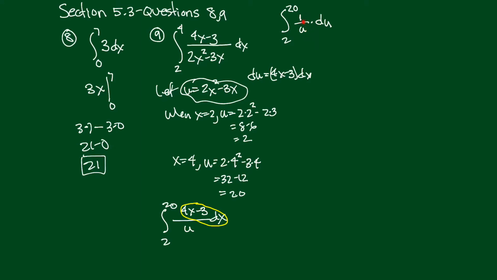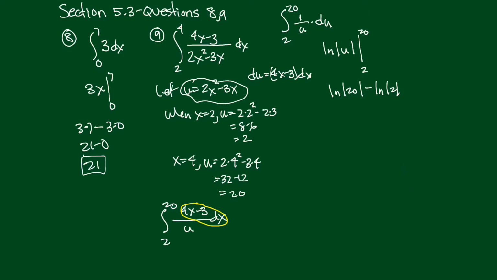Now, when I anti-differentiate 1 over u, I know where that comes from. That comes from the natural log, so I'm going to get the natural log of the absolute value of u from u equals 2 to u equals 20. Let's evaluate. Put in that upper limit. Natural log of 20 minus natural log of 2. I don't know what this is down here.